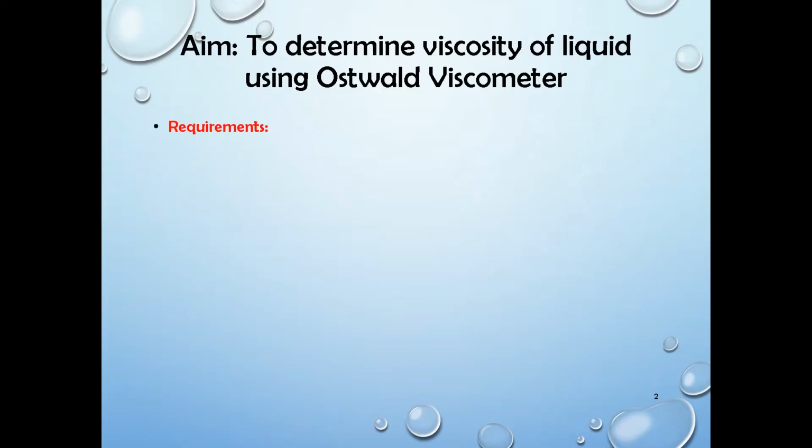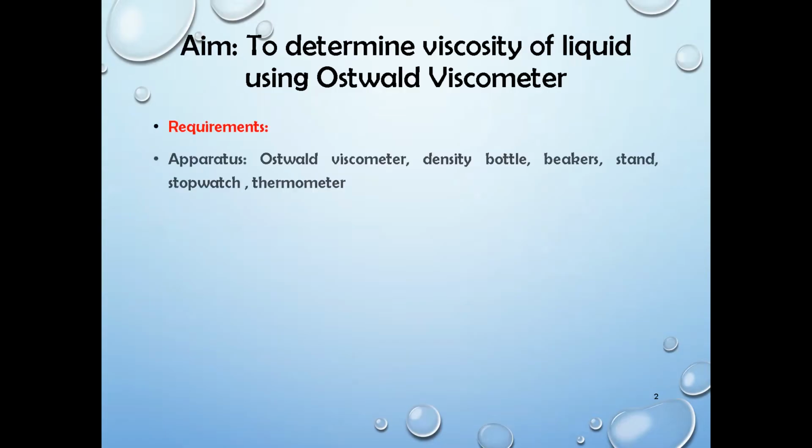The requirement for the practical is apparatus, that is Ostwald viscometer, density bottle, beaker, stand, stopwatch, thermometer. Chemicals required is distilled water and test liquid.